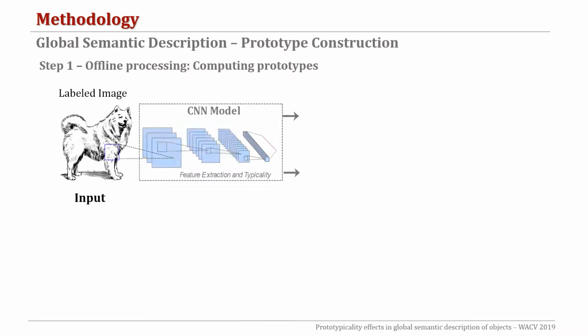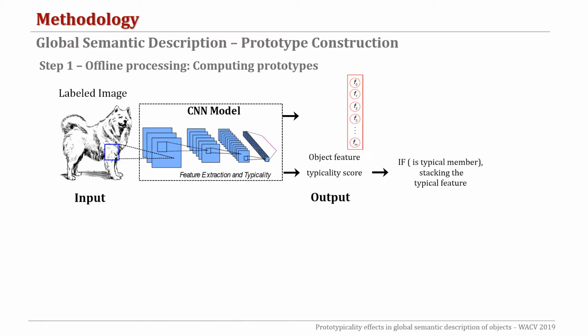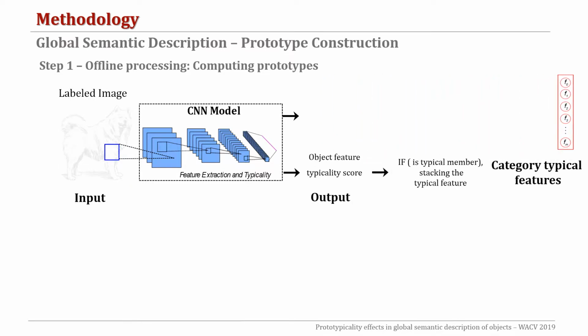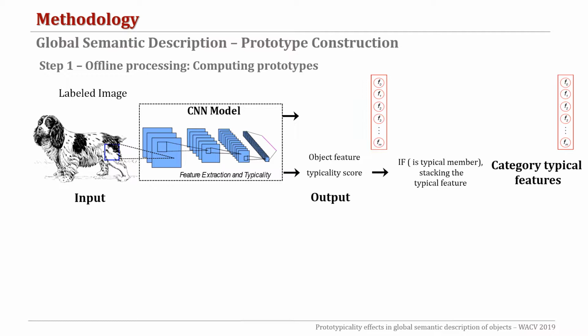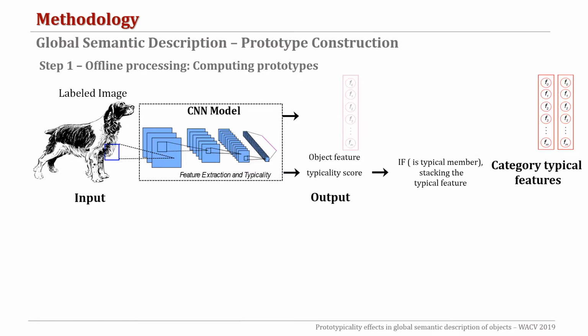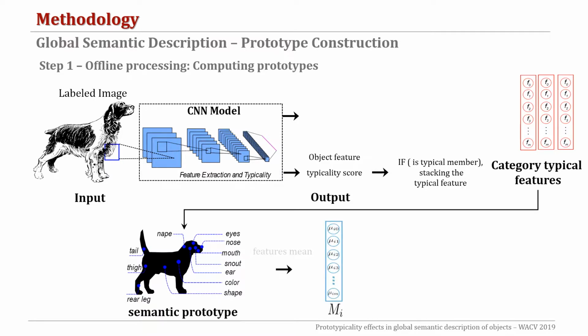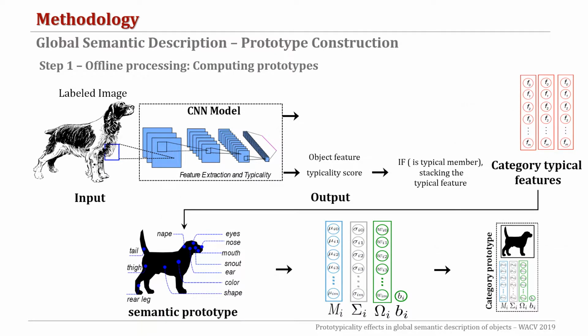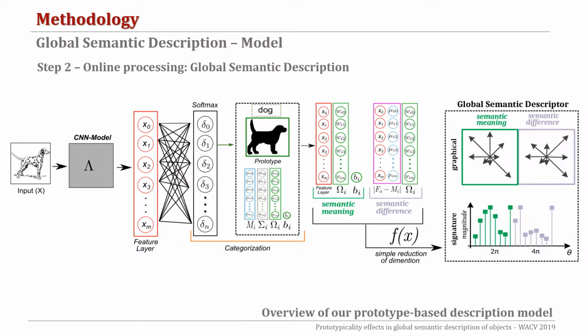To achieve this goal, we rely on cognitive semantic studies related to the prototype theory for modeling the central semantic meaning of the category, the prototype. We propose a straightforward approach to encode and store object category prototypes using CNN classification models. The figure shows an overview of our prototype-based description model. We show a set of steps to transform the visual information received as input into a global semantic descriptor signature.